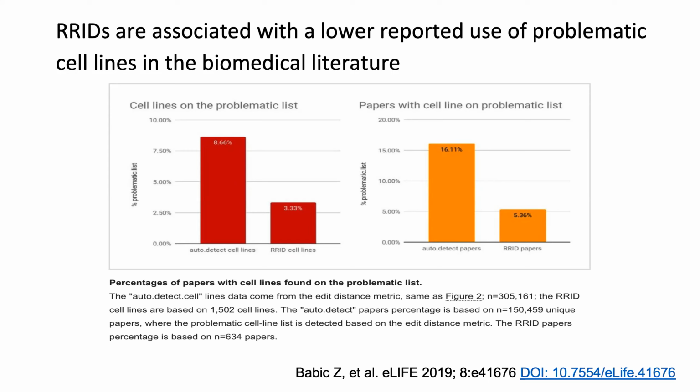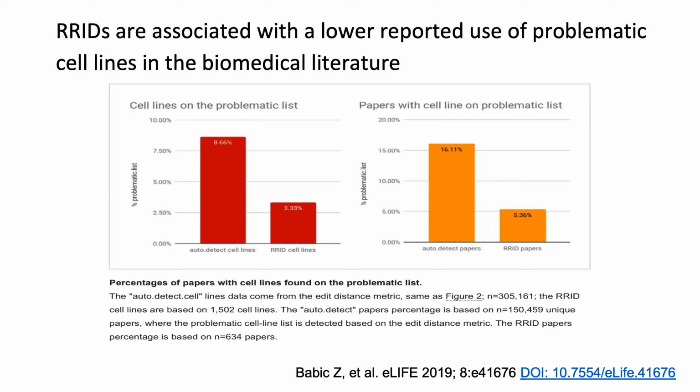So comparing the papers that weren't required, or didn't use RIDs at the time, and papers where authors are using RIDs, we see much lower reported use of problematic cell lines in that biomedical literature where researchers were using RIDs. And so that's an important guide in terms of saying that RIDs do help in this.